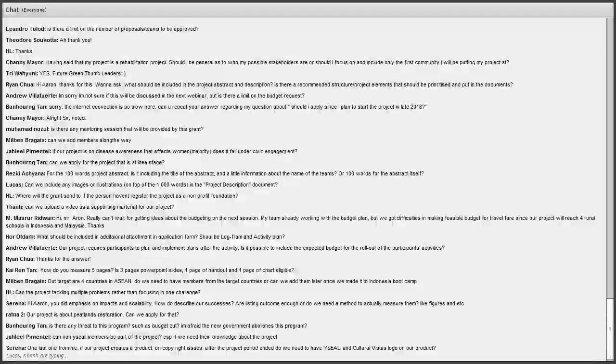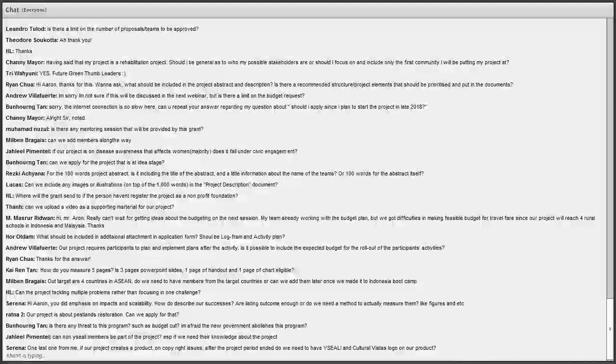So Andrew's question is for a train-the-trainer-like project, where participants plan and implement projects after the activity. Post-program projects are certainly allowed to be included in the budget, and you have to plan for that. We'll go over that in the budget workshop next week.